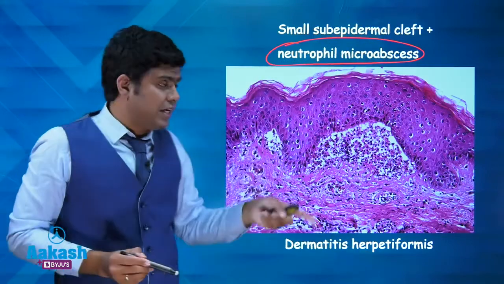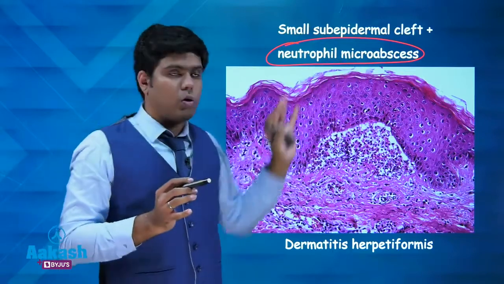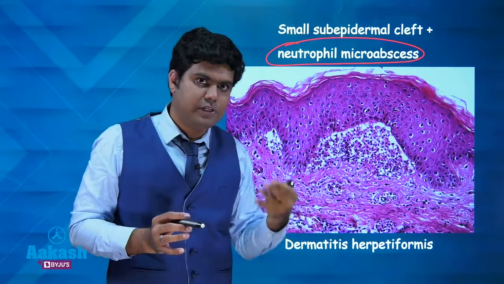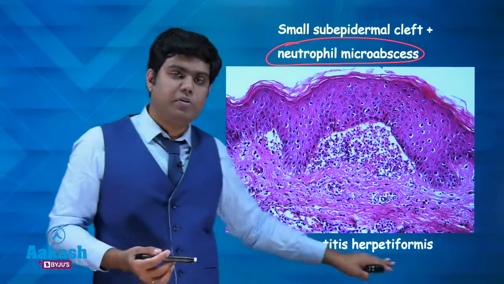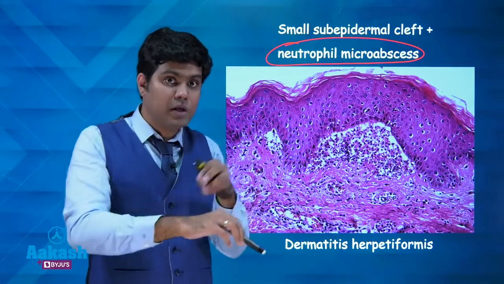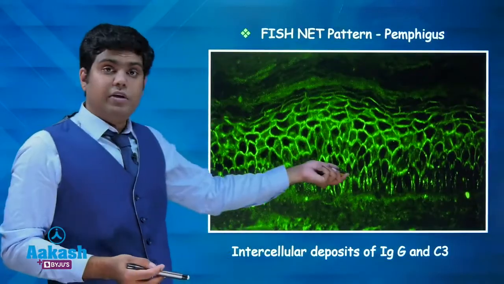In linear IgA disease, again you will have neutrophils, but it will not commonly form microabscesses. There will be an infiltrate of neutrophils. And again, depending upon the clinical scenario, dermatitis herpetiformis will not have large tense blisters, whereas linear IgA disease will have tense blisters. Okay, very important.